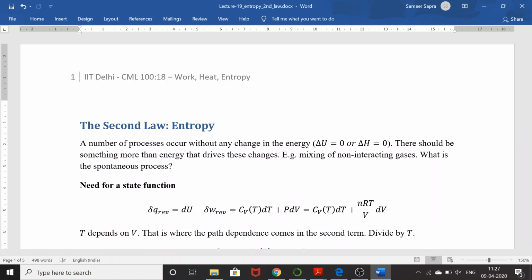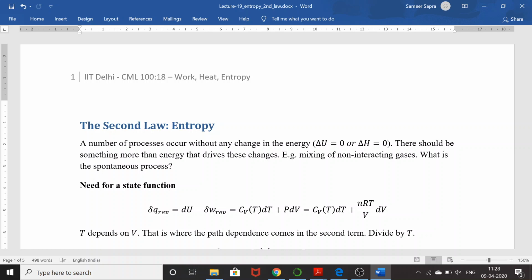Today, let's take a look at the second law of thermodynamics and the associated concept of entropy. Entropy is related to randomness or disorder of the system. It's very important to bring in this concept because there are a lot of processes, for example, mixing of gases or things coming to equilibrium temperature when two blocks at different temperatures are brought together.